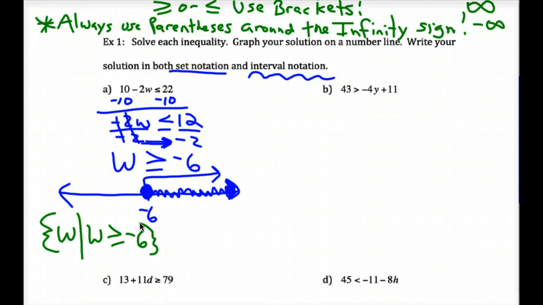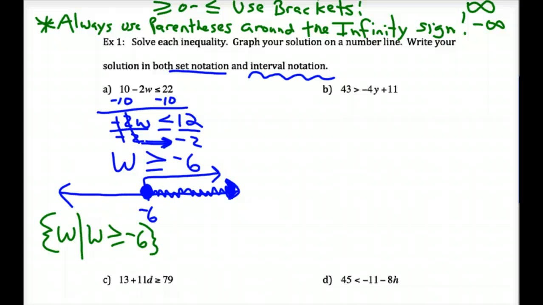Negative 6. That's set notation: all W such that W is greater than or equal to negative 6. Now we've got to do interval notation. Do you think interval notation is easier or harder? It's actually easier. Watch, here's how we're going to do this.